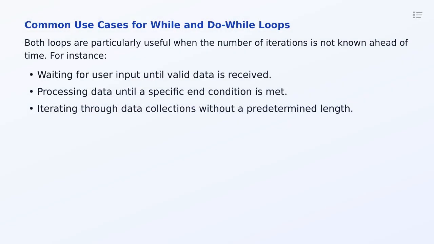Now, common use cases for while and do-while loops. Both loops are particularly useful when the number of iterations isn't known ahead of time. For instance, first, waiting for user input until valid data is received. Also, processing data until a specific end condition is met. Finally, iterating through data collections without a predetermined length.